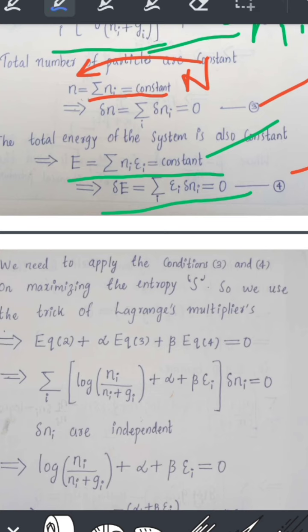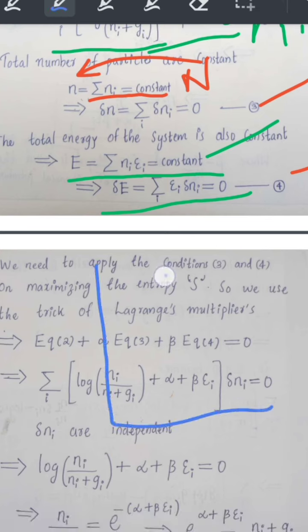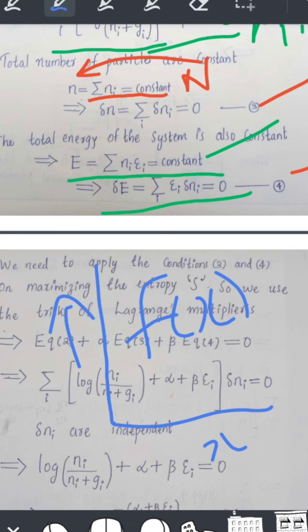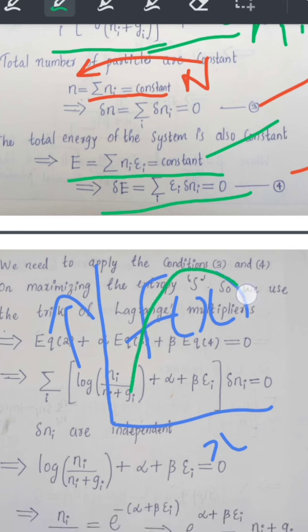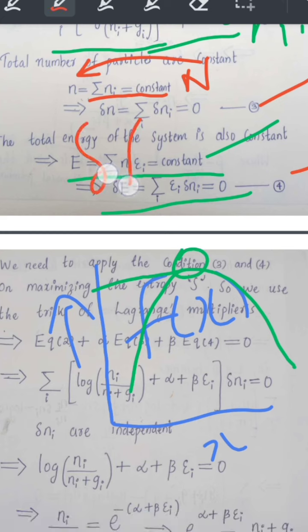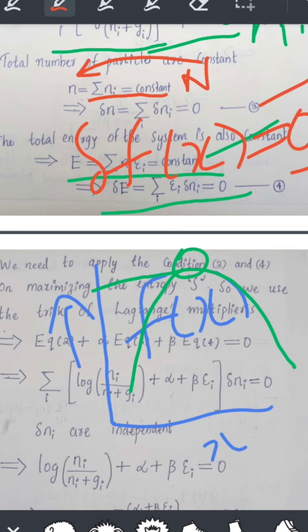If you have a function f of x, and imagine this is the graph of f of x, this green line represents the graph of f of x. If somebody asked you what is the maximum value of f of x, you know that it is this value. This is the maximum value of f of x, and you get this maximum value at the condition in which delta f of x is equal to 0. No change in f of x occurs at this maximum point.